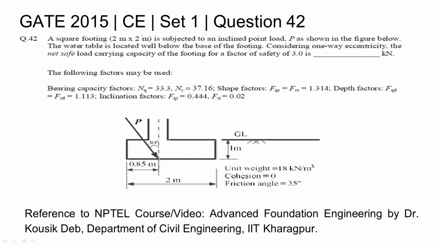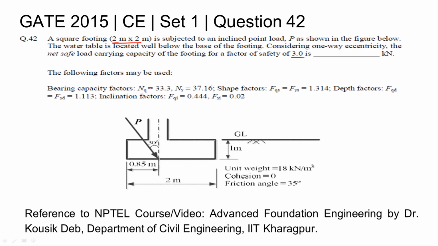GATE 2015 Civil Engineering Set 1, question number 42. A square footing 2 meter by 2 meter is subjected to an inclined point load P as shown in the figure below. The water table is located well below the base of the footing. Considering one-way eccentricity, the net safe load carrying capacity of the footing for a factor of safety of 3.0 is ___ in kilonewton. The following factors may be used.